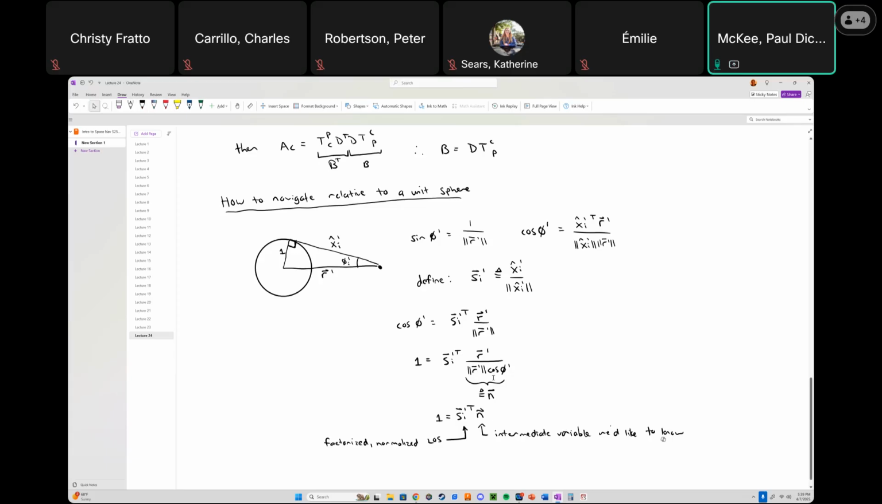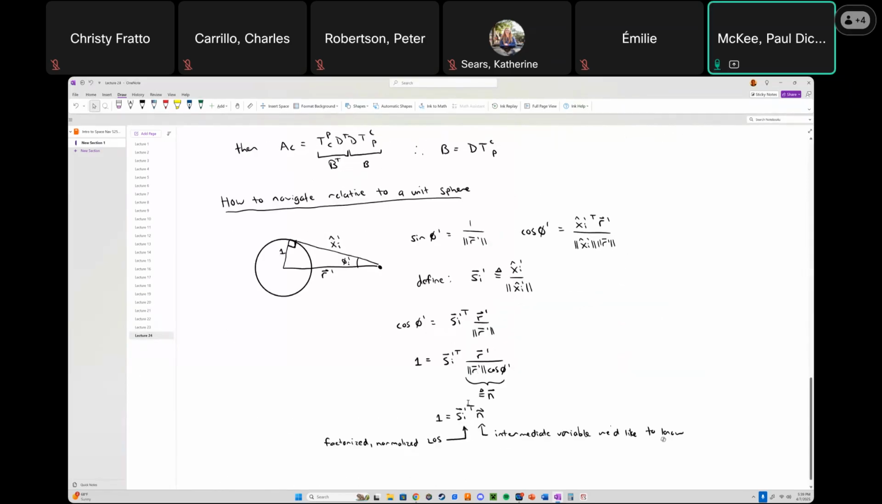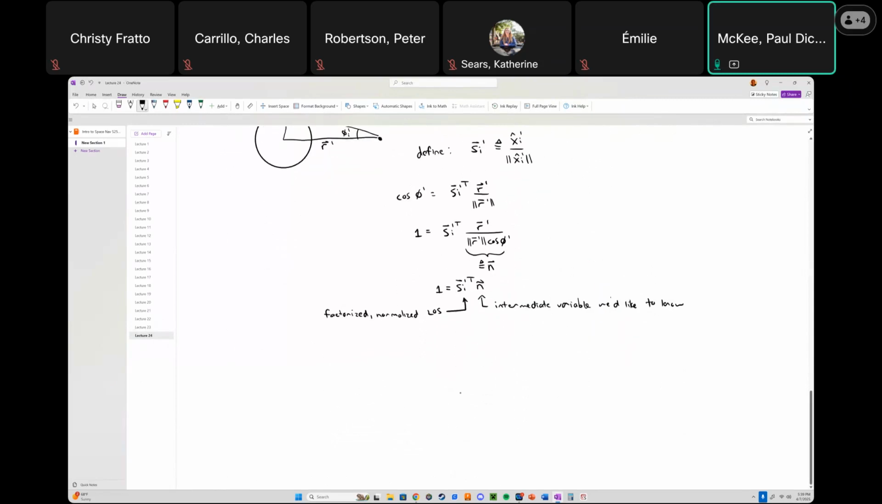Now, you can imagine that in our image, and I'm going to quickly duck back over to lecture 23, we don't just have one point on the horizon of the image, we have several points on the horizon of the image. So it's not unreasonable to assume that we could form this equation several times and stack it. And if we have many horizon points, we can solve for n in the least square sense.